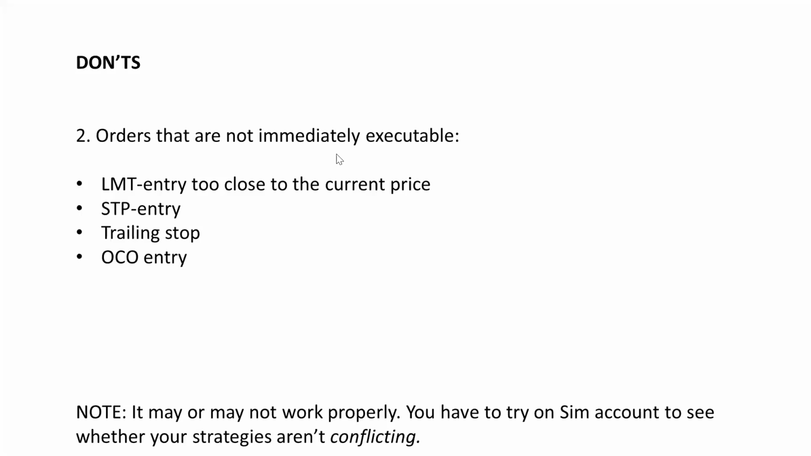So on the don'ts, orders that are not immediately executable, such as limit entry that is too close to the price, stop entry order. Trailing stop is the worst, because if price jumps the trailing stop, the strategy may be disabled, and that causes error on the dashboard of the system running the strategy. So OCO entry, that is order cancels order. So all those more complex orders are not recommended when running multiple strategies that are hedged. So it may work or may not work properly.